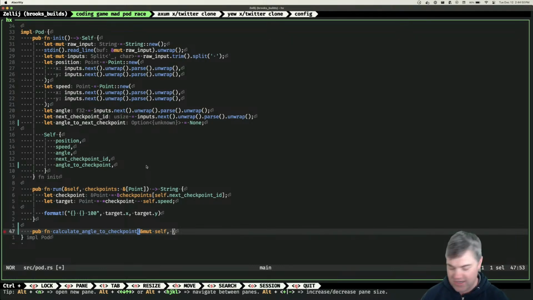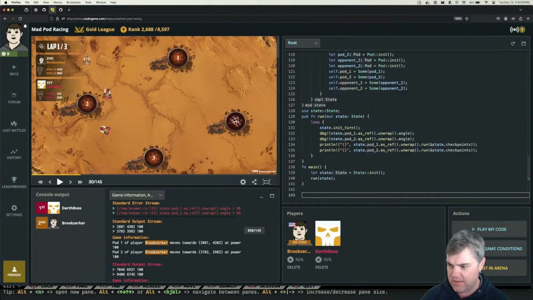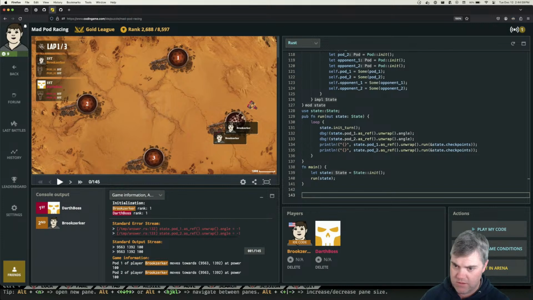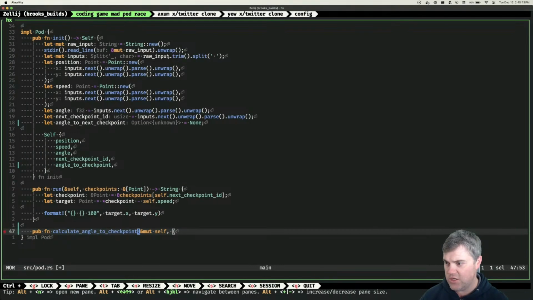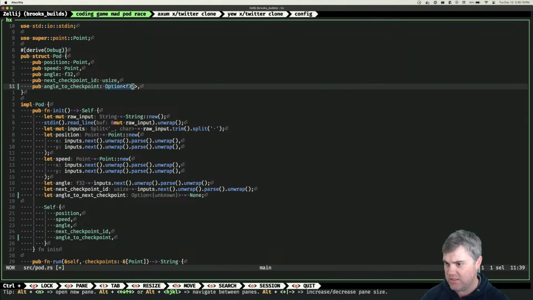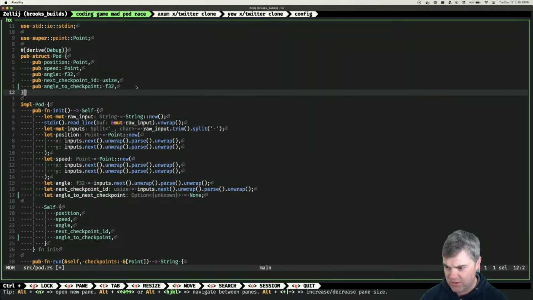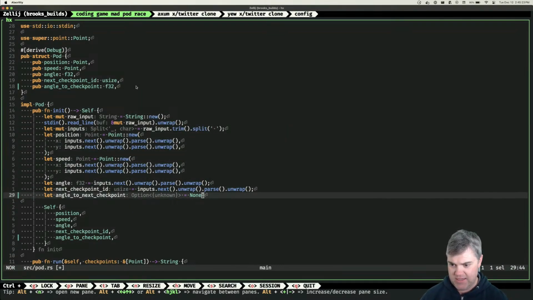You believe it starts facing out the checkpoint? Does it? You're probably right. That kind of looks like it's facing the checkpoint, doesn't it? So if it starts facing the checkpoint, then the angle would be 0, wouldn't it? So in that case, I don't have to make this an option. We'll just make that an F32, and then you can be 0.